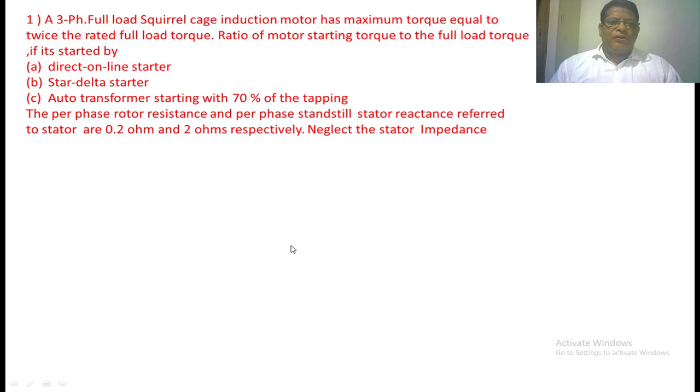twice the rated full load torque. Find the ratio of motor starting torque to the full load torque, if it is started by the direct online starter, star delta starter, and auto transformer starter with a 70% tapping. The per phase rotor resistance and per phase standstill reactance referred to the stator are 0.2 ohms and 2 ohms respectively. Neglect the stator impedance.